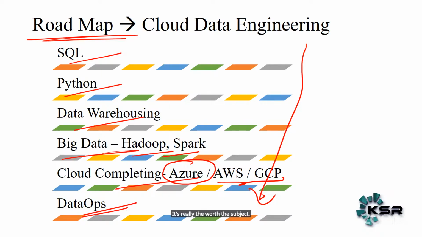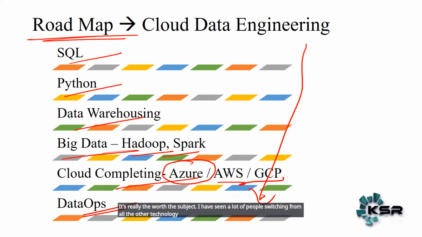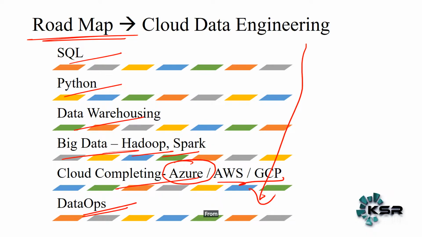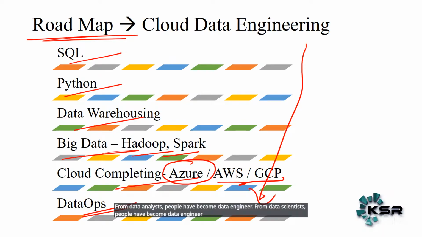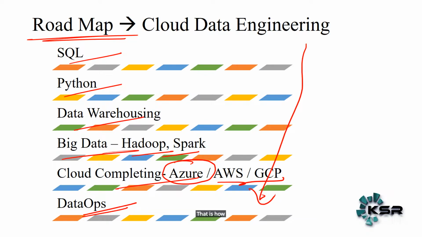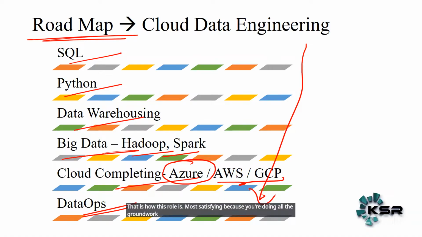I have seen a lot of people switching from all the other technologies to data engineering. I have never ever seen anyone switching from data engineering to the others. I have never seen that in my career. From data analyst, people have become data engineers. From data scientist, people have become data engineers. From Java developer, people have become data engineers. From IT support, people have become data engineers. From data engineer, I've never seen people moving out. That is how this role is, most satisfying because you're doing all the groundwork.